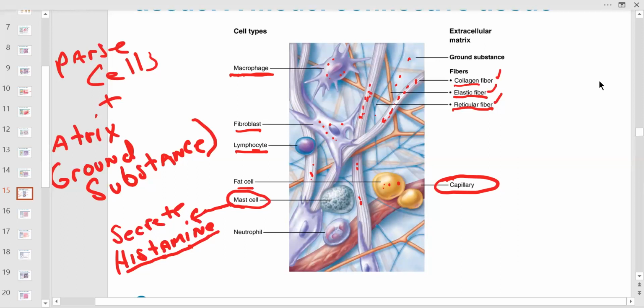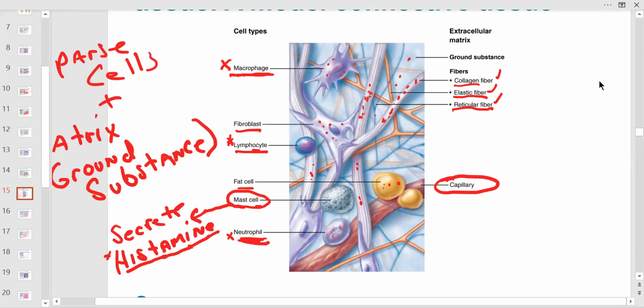So mast cells, again, are a white blood cell derivative that produce and release histamine in the tissue. This is a tissue cell. Macrophage is a tissue cell. Lymphocyte happens to be a white blood cell that infiltrates the tissue. Neutrophil is also a white blood cell, and that's the most abundant white blood cell. It is released in times of bacterial infections. So they're all the cells.